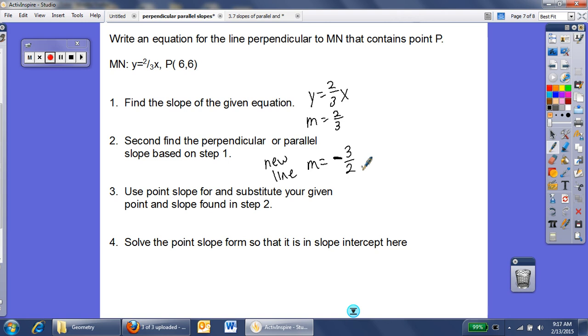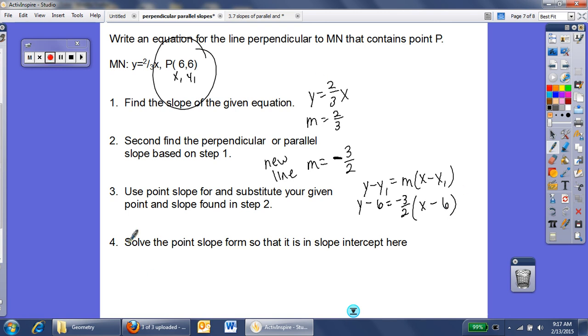Step 3, use point-slope form and substitute your given point and slope found in step 2. Point-slope form, so we have y minus y1 equals m times x minus x1. And substituting here. So here's the point that we're talking about, that they want the line to go through. So here's my x1 and here's my y1 to plug in. So I have y minus y1, which is 6, equals the slope of my new line. So I'm using negative 3/2 times x minus x1, which is also 6.